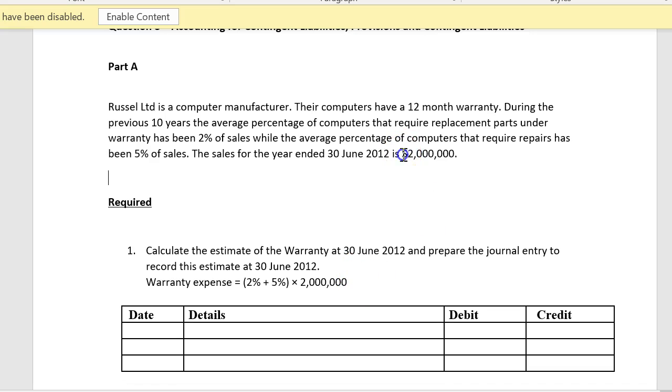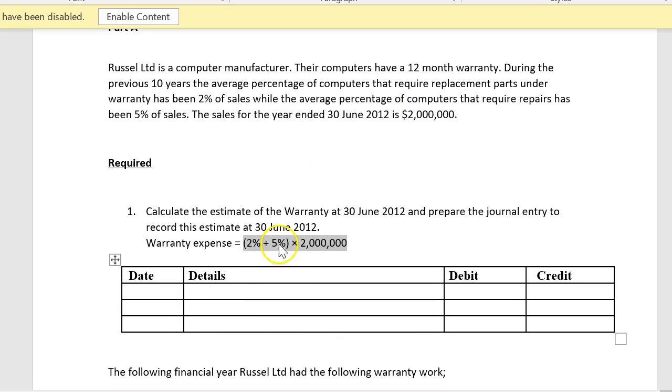Keep in mind, you're given the sales amount and you're given that 2% of sales require replacements and 5% of sales require repairs. So guys, what's the warranty expense? Should be 2 plus 5% times 2 million. That gives you 140,000. That is the warranty expense for the year ended 30th of June 2012.